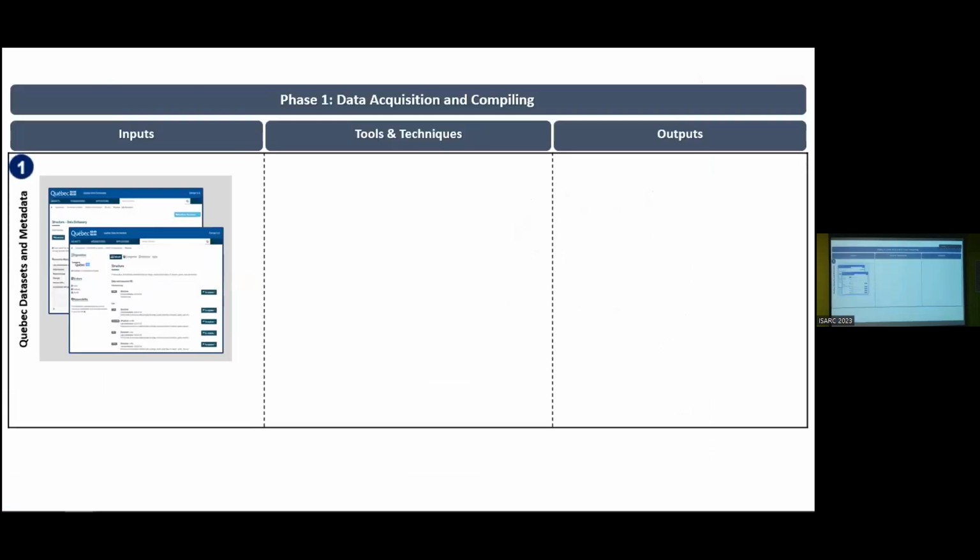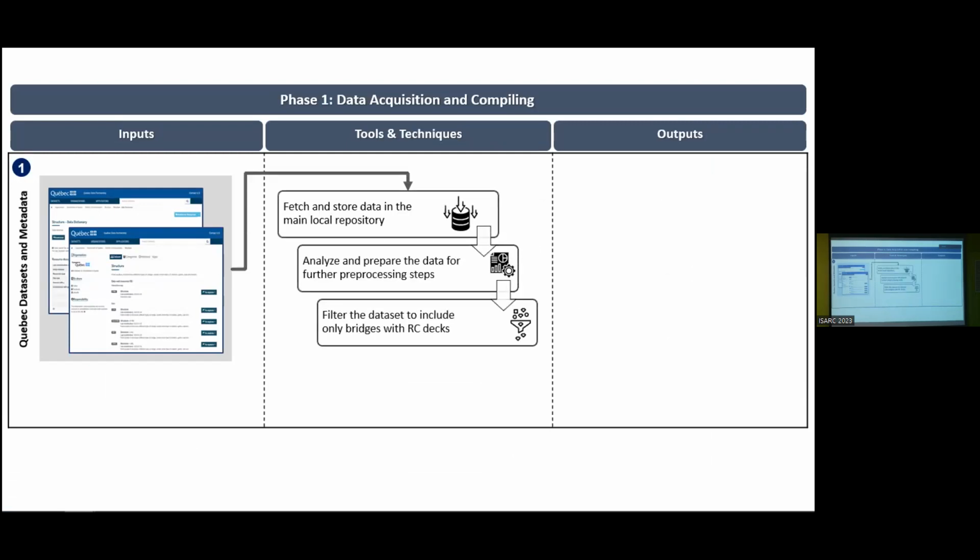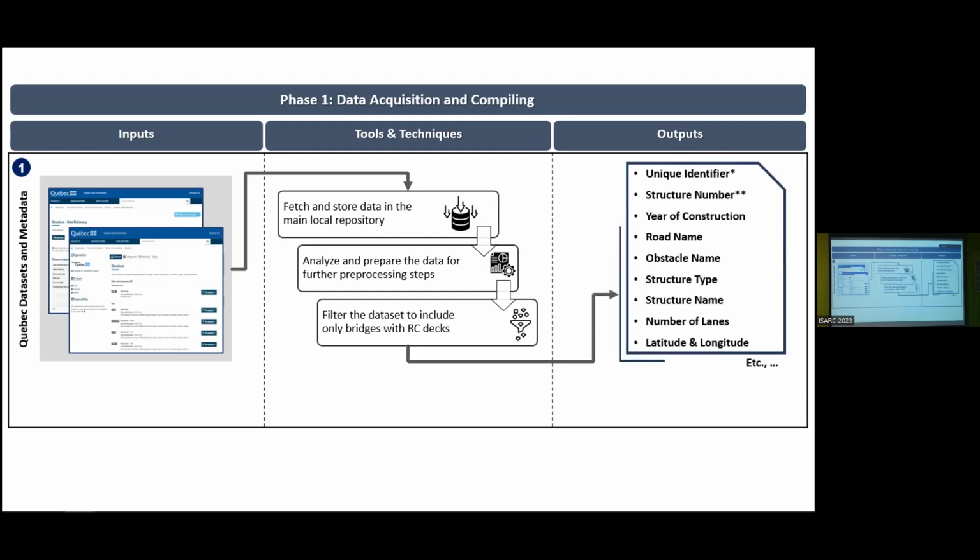The first tier of the first phase involves obtaining the primary dataset of structures from the Quebec datasets website, which is then stored in a local data repository. The data is then subjected to preliminary preparation techniques such as integer encoding to make it suitable for subsequent processing and modeling steps. However, the main dataset doesn't contain important pieces of information which are available in other sources.